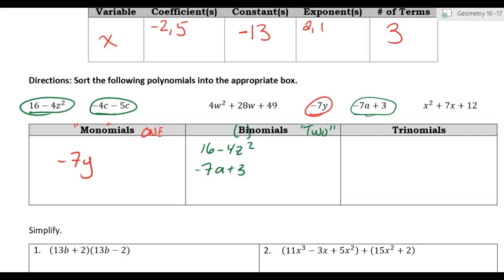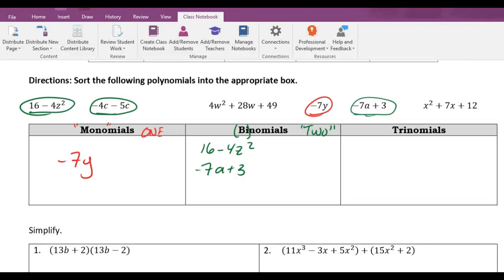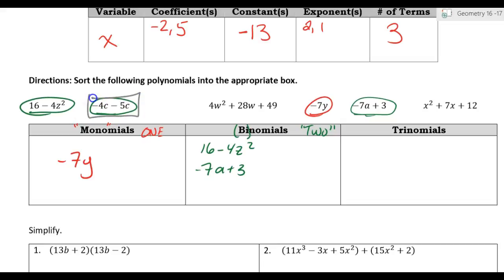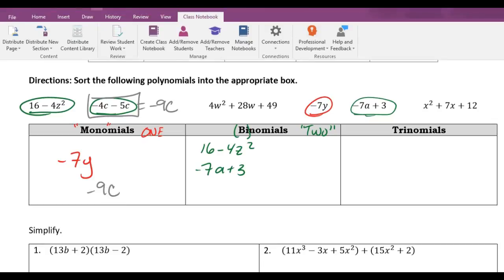In doing this, I made a realization here. I wasn't paying very close attention to this first one here, this -4c minus 5c, because if you look at that, those are actually like terms. So this actually can simplify to the negative 9c, which actually makes this a monomial. So that can't happen, so you've got to be careful there. Even I missed that one. That's okay, as long as you recognize it at some point.